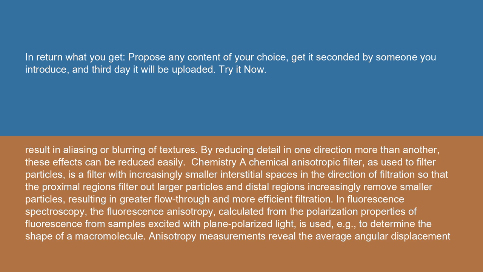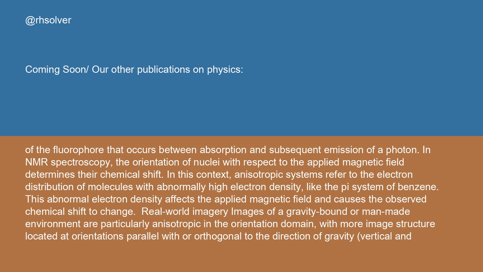In fluorescence spectroscopy, the fluorescence anisotropy, calculated from the polarization properties of fluorescence from samples excited with plane polarized light, is used, e.g., to determine the shape of a macromolecule. Anisotropy measurements reveal the average angular displacement of the fluorophore that occurs between absorption and subsequent emission of a photon.